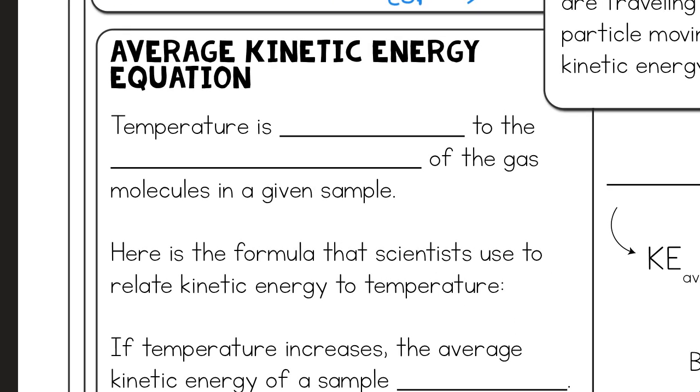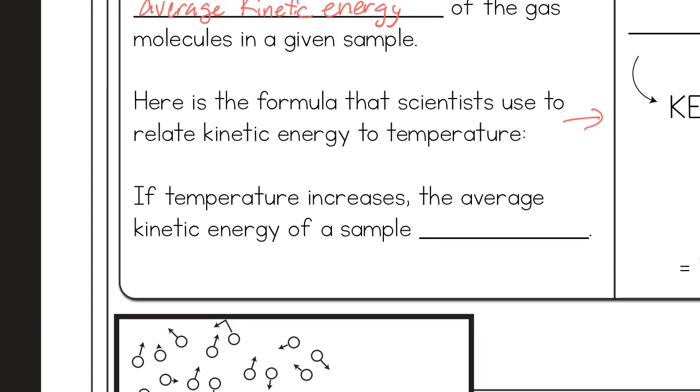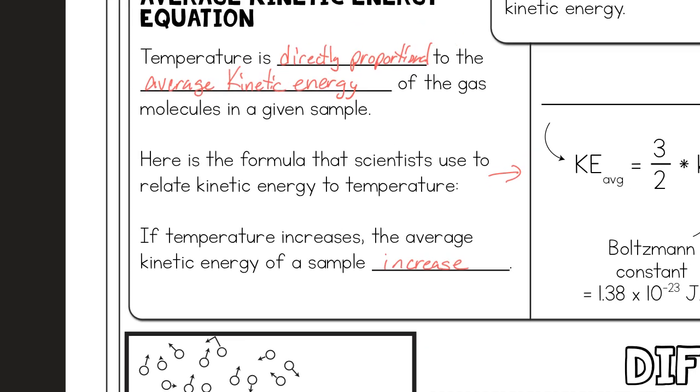Temperature is directly proportional to the average kinetic energy of the gas molecules in a given sample. We'll be looking at this formula in just a second. If temperature increases, the average kinetic energy of a sample increases. The higher the temperature, the faster the particles are moving.